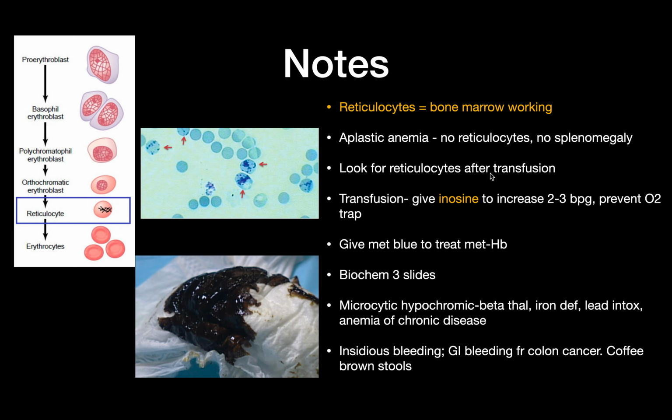like taking. After transfusions of blood, you want to give the inosine to increase the 2,3-BPG to prevent the oxygen trap. You give methylene blue to treat the methemoglobin in order for the ferritin haptoglobin complex to be excreted. And the microcytic hypochromic anemia is going to be caused by beta thalassemia, iron deficiency, lead intoxication, and anemia of chronic disease. Insidious bleeding, always think colon cancer, and it's going to present as these coffee ground stools.